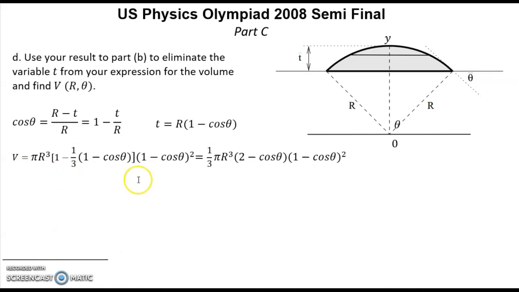And now we can combine these results and finally get this expression. Volume equals 1/3 pi r cube multiplied by 2 plus cosine theta and multiplied by 1 minus cosine theta squared. That's the answer for question D.